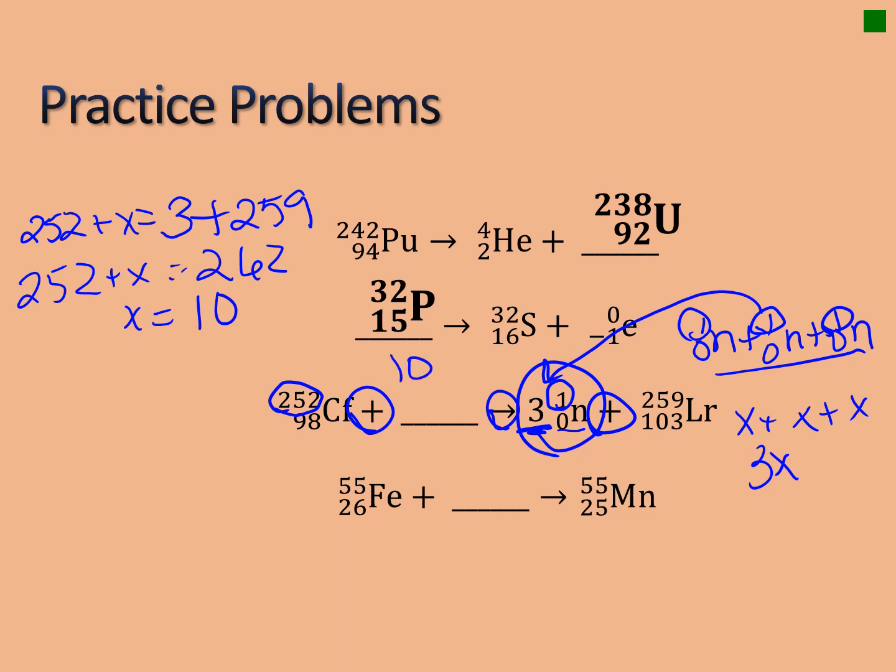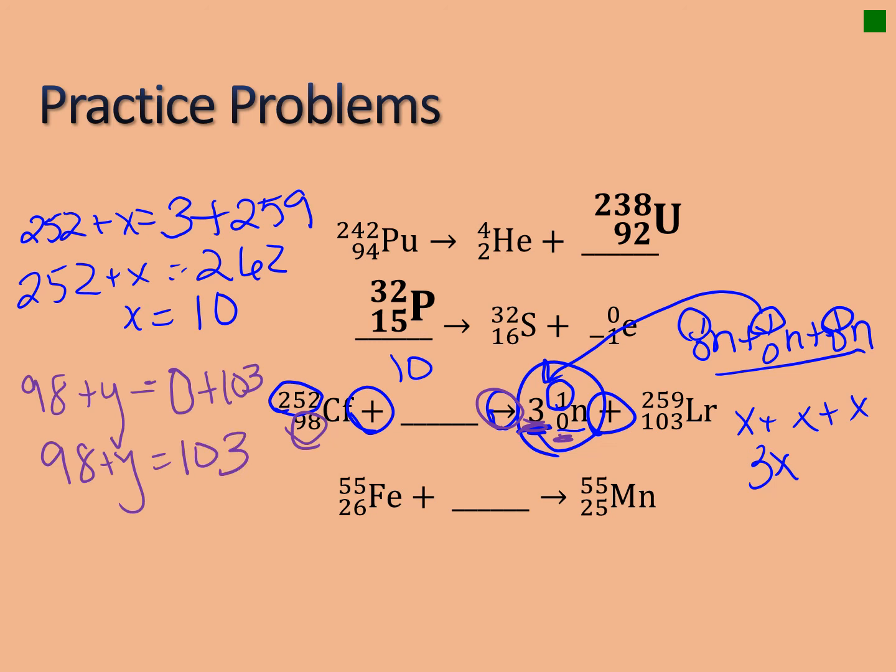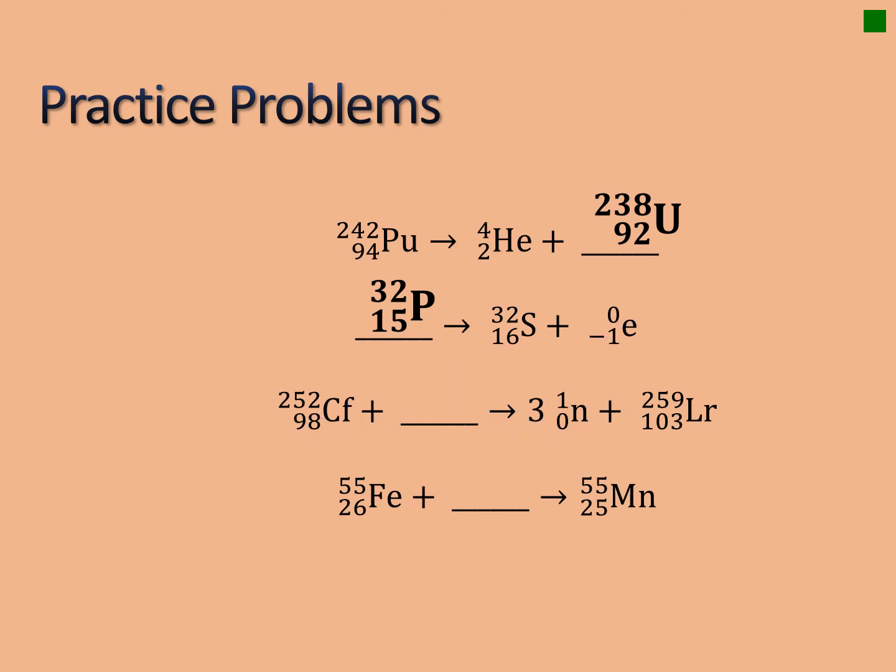Let's try the bottom number now, which is y. So we've got 98 plus y equals 3 times 0, so it would be 0 plus 103. So if I have 98 plus y equals 103, we are going to subtract 98, so we get y equals 5. Okay, so then I'm going to put in 5. And then what I want to do is look up what 5 is, which is B. Okay? All right, and the last one.